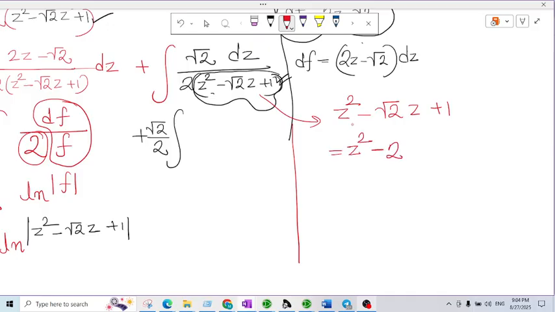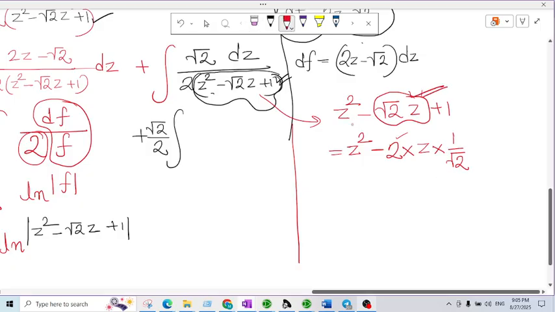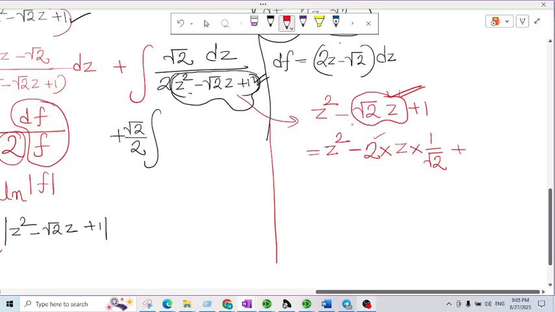Don't question me why, just look, 2z. You see here I have root over 2z, but here I have 2, so to compensate it I have to divide by root over 2, and you see this term and this term is now equal, and then I will write 1 by root over 2 square.